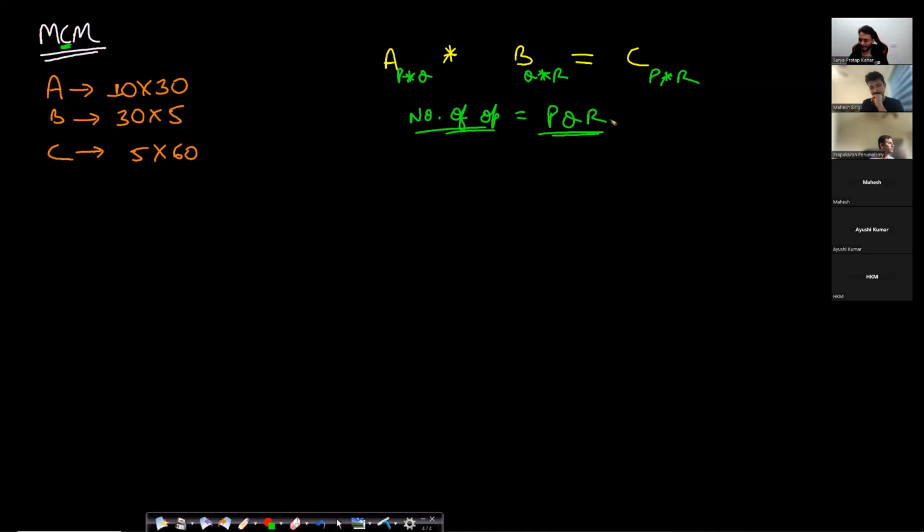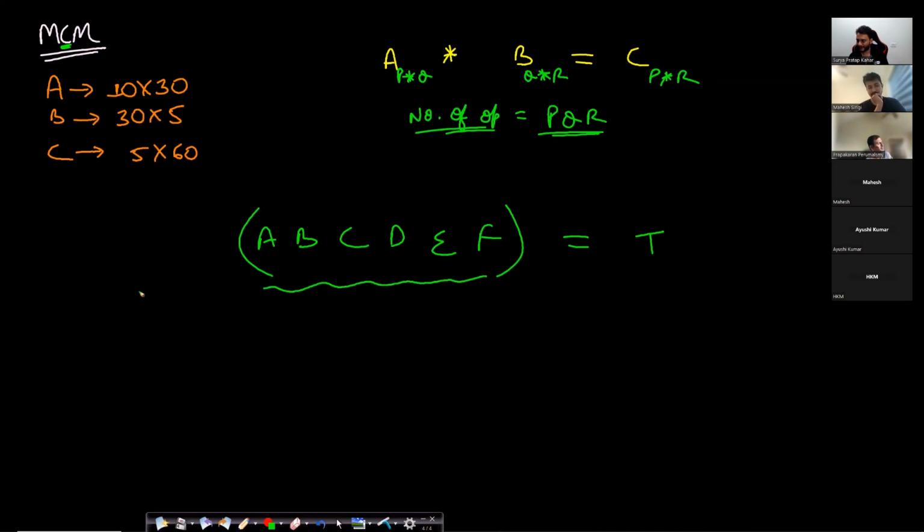Right, Mahesh? Like if I say that there is A, B, C, D, E, F, all of these are matrices, and I want to get an answer matrix, let's say T, which is the multiplication of all of these. So this is a chain of matrices, right, that I want to multiply together and get to a result.